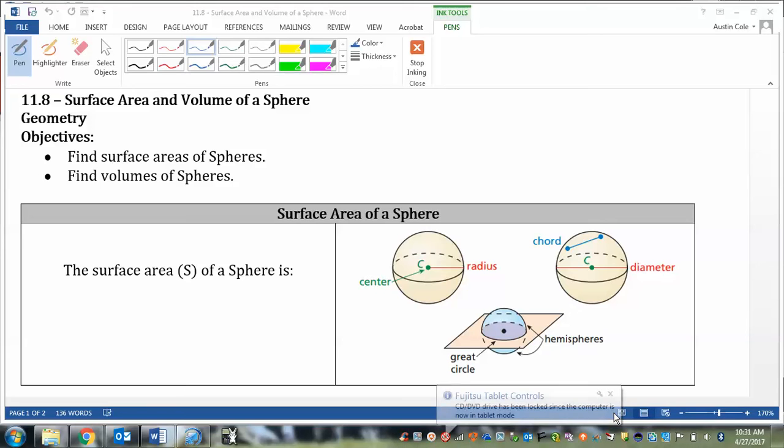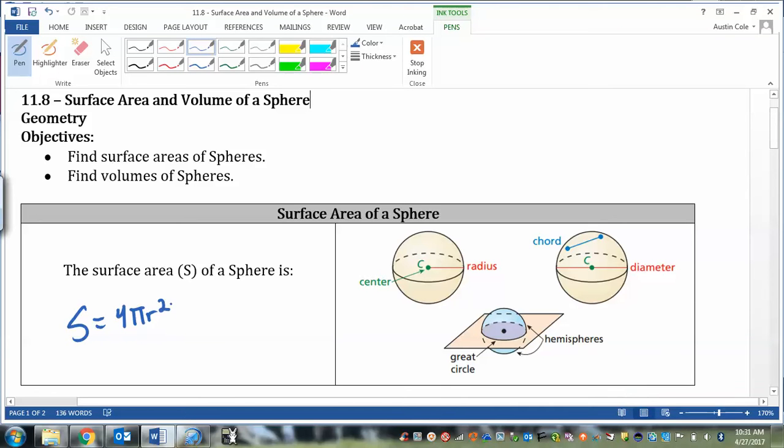Okay, so today we're going to talk about the surface area and the volume of a sphere. We've already talked about different solids like pyramids, cones, prisms, cylinders. Today we're going to talk about our last one, which is a sphere. The formula for the surface area of a sphere is S equals 4 pi r squared.